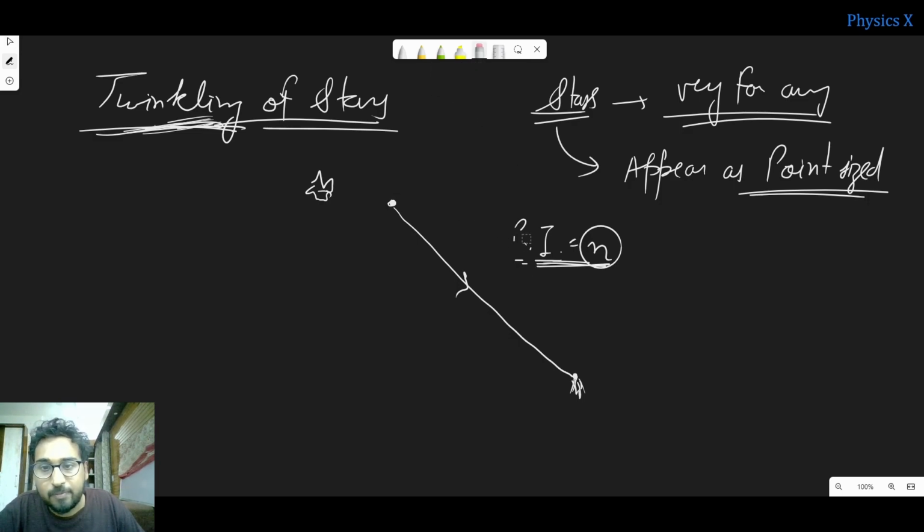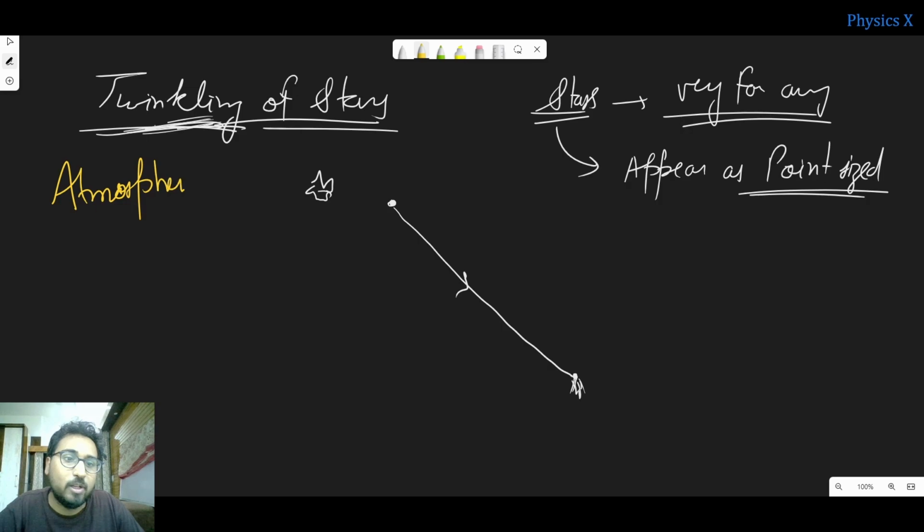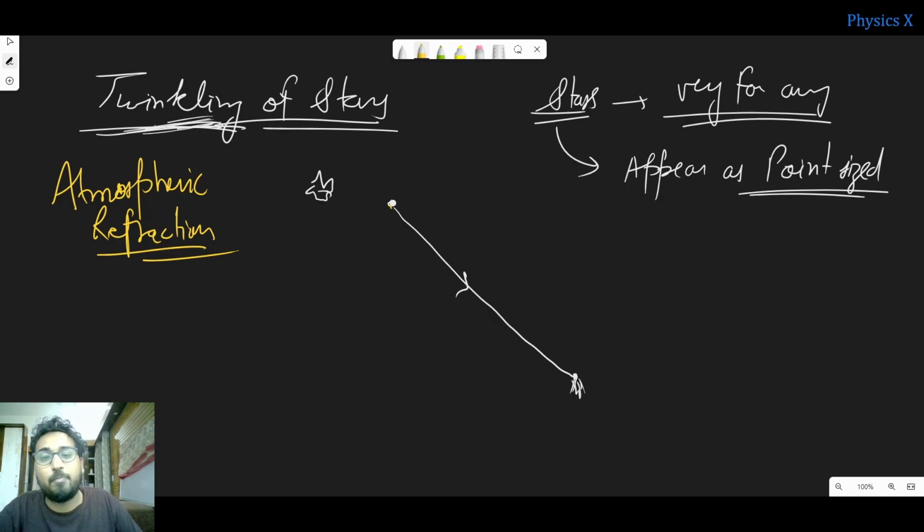But now what happens? As I told you, there is atmospheric refraction. Because there is presence of atmosphere on earth, there is atmospheric refraction. In space there is no air, let us say. At the point of the star there is no air, and when the light enters the atmosphere, it bends somewhat. This ray of light is coming like this. Now what will happen? This is your observer.